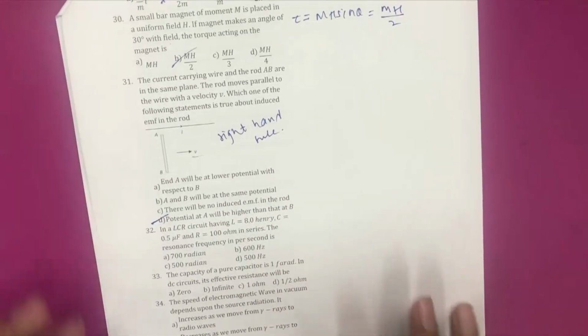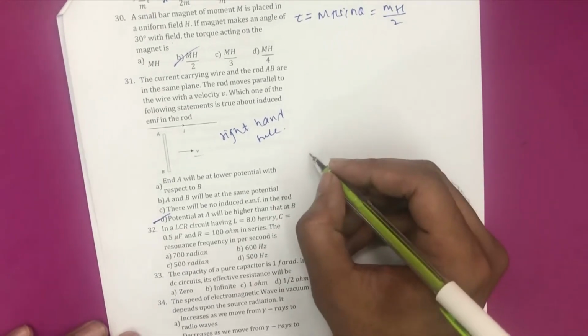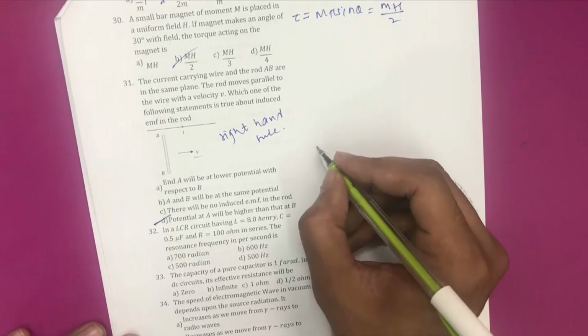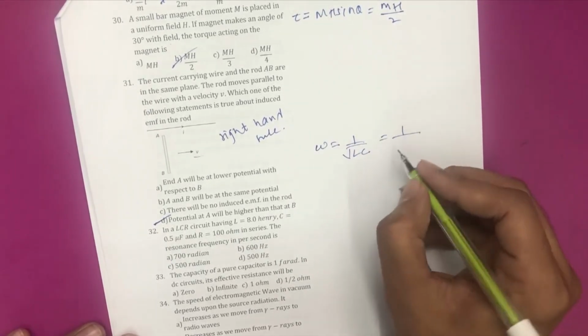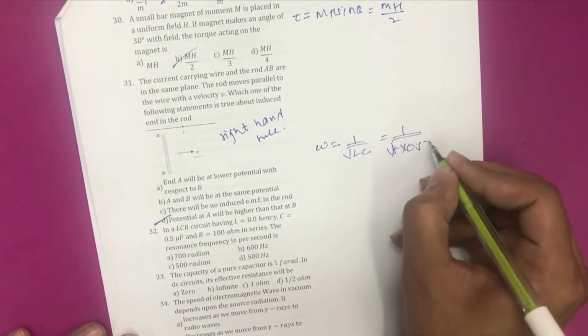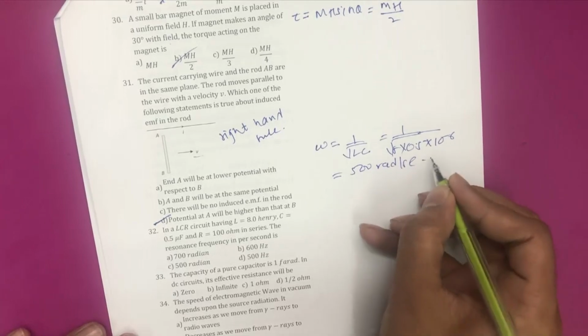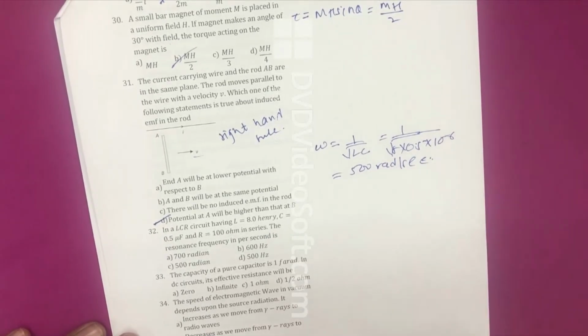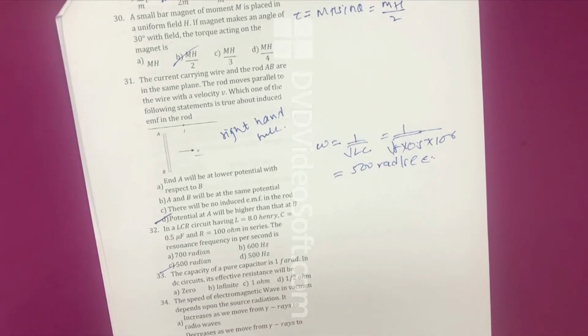Question 32. In an LCR circuit having L equals 8 Henry, C equals 0.5 microfarad and R equals 100 ohms in series, the resonance frequency in per second is. So the resonance frequency is basically omega equals 1 upon root of LC, which will be 1 upon root of 8 multiplied by 0.5 multiplied by 10 raised to minus 6. On solving this, you will get 500 radians per second as the answer. So your correct answer would be option C, 500 radians per second.